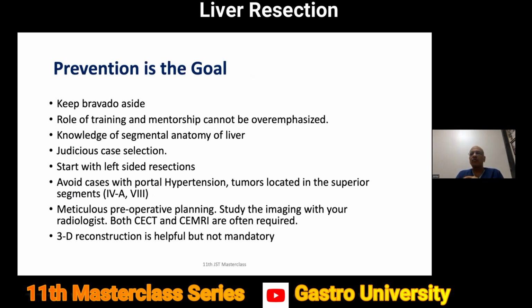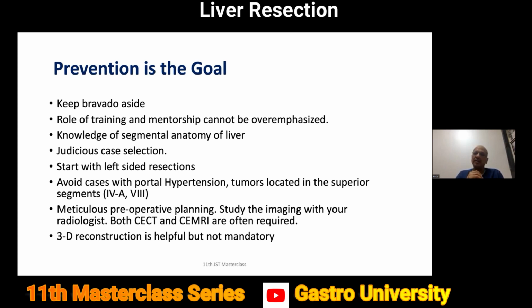So how do you control the bleeding? Prevention is the goal. Prevention is the best form of treatment. So keep your bravado aside. The role of training and mentorship cannot be overemphasized. I am still learning, and I believe everybody should follow that. Start from easy cases and then gradually go for increasing degrees of difficulty.